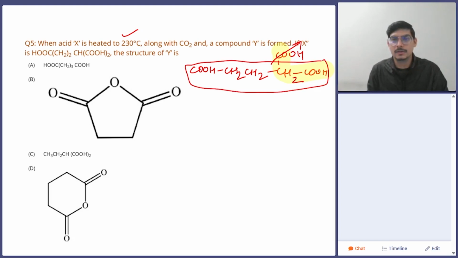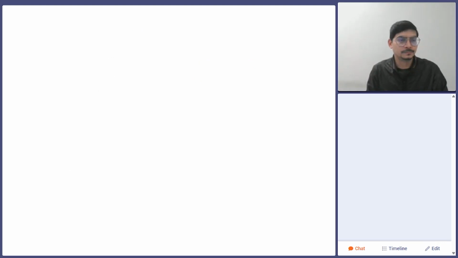And as you can see now, this is a dicarboxylic acid with 1, 2, 3, 4, 5 carbon atoms. So naturally, it will lead to the formation of a cyclic anhydride upon heating, right? The reaction that is going to take place is dehydration between these two carboxylic groups. So the correct answer is option D. Moving to the next question.